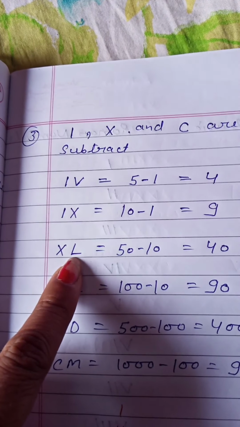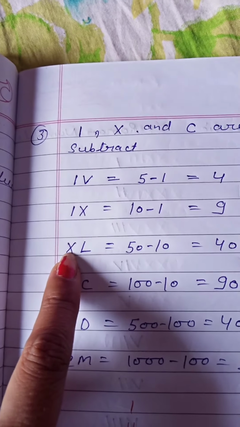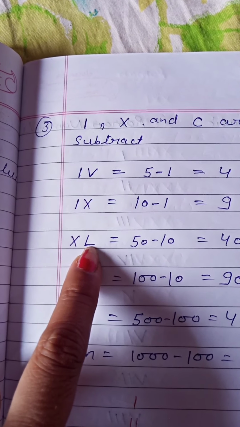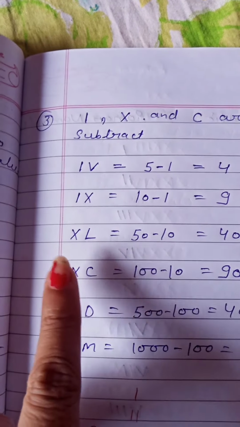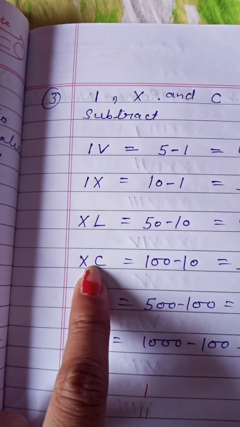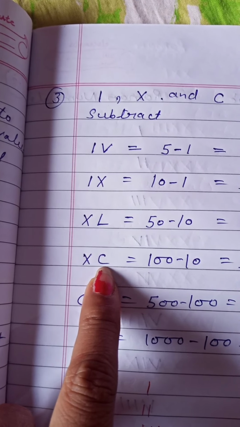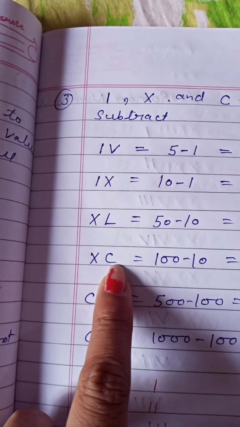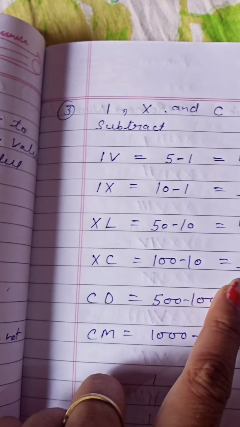Here XL is given, L is equal to 50, X is equal to 10. 10 is subtracted from the higher value, which is 50. 50 minus 10 is equal to 40. Now XC, X is equal to 10, C is equal to 100, and this X is written left to the greater value. So we will subtract it. So 100 minus 10 is equal to 90.